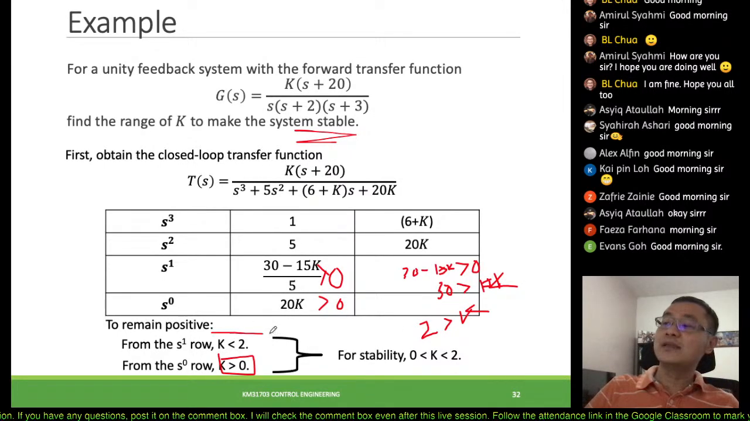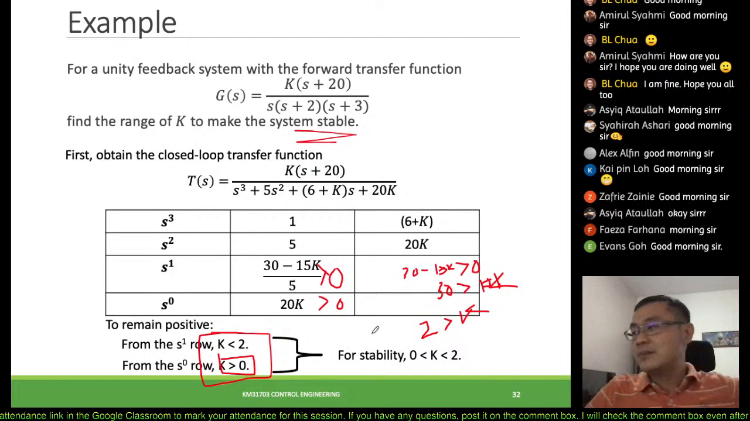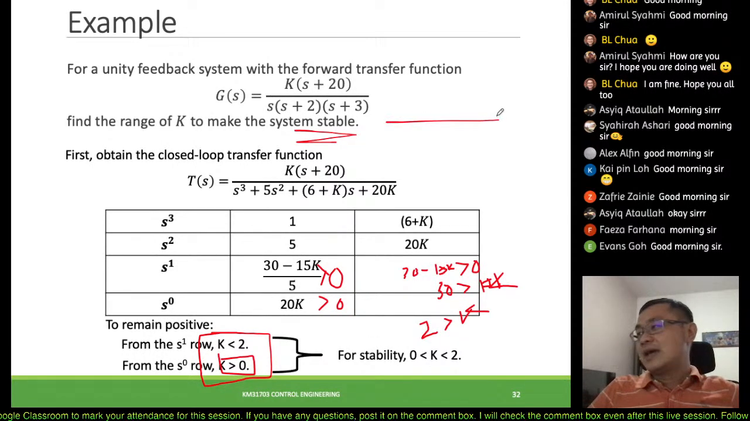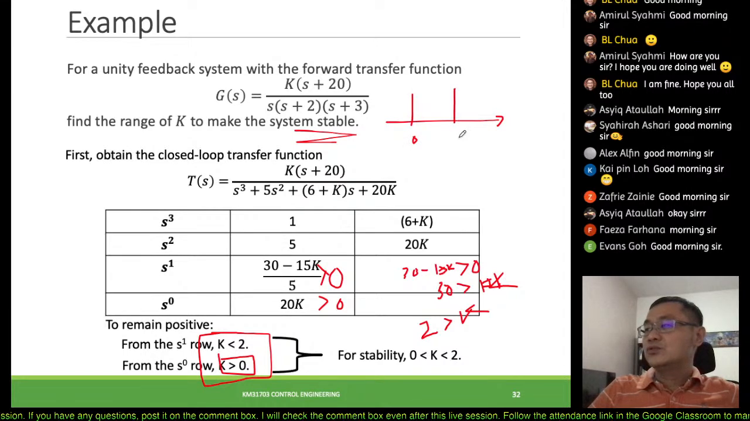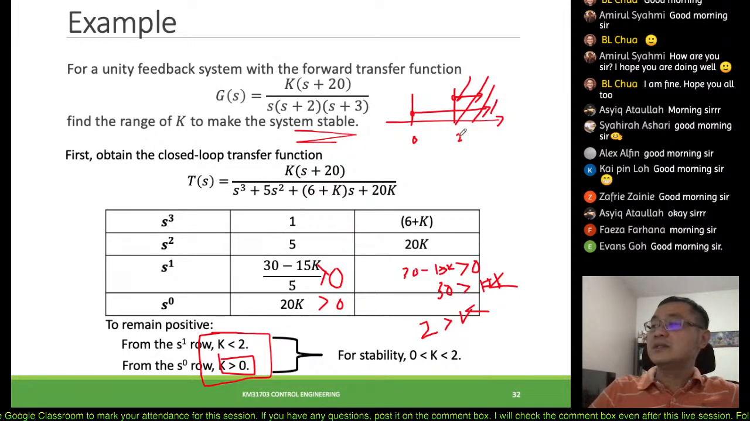So these two criteria now we must satisfy in order for the system to be stable. To meet these two, we will notice that we can actually merge them. Remember, we can draw a line, right? So one is 0, one is 2. So less than 2, and greater than 0. The area that satisfies these two conditions would be this.